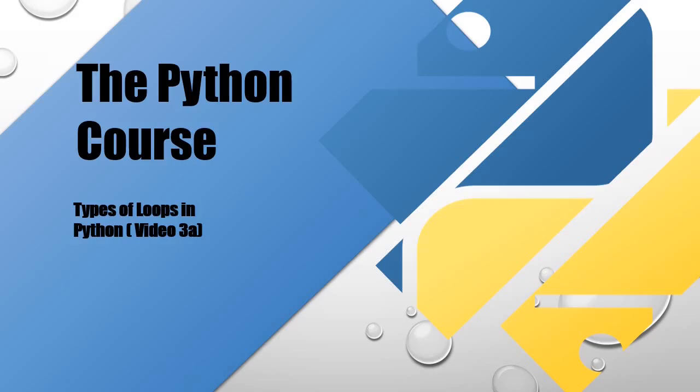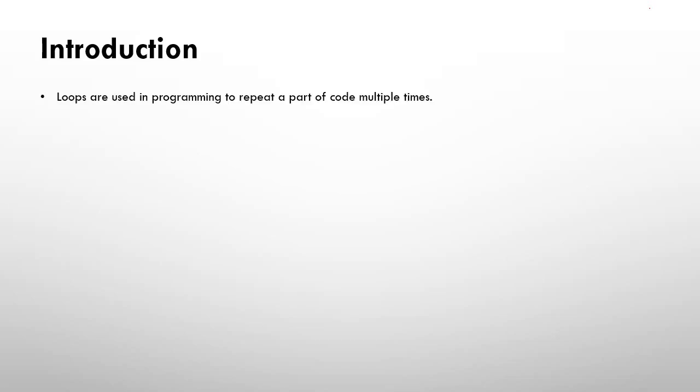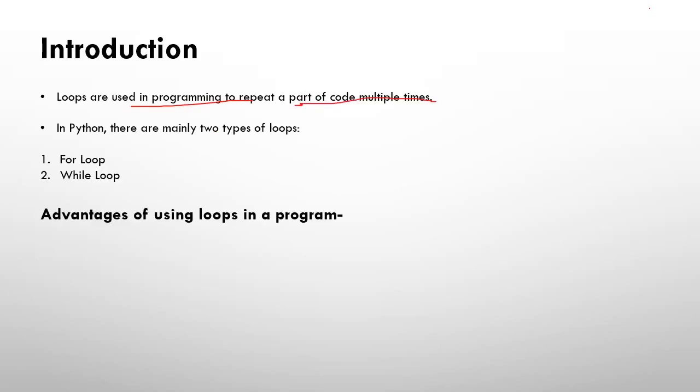In the previous videos, the topics that we have covered include basic syntax in Python, introduction to different data types, and conditional statements in Python. In today's video, we will discuss different types of loops in Python, starting with the definition of loops. Loops are used in programming to repeat a part of code multiple times. In Python, there are mainly two types of loops: for loop and while loop.